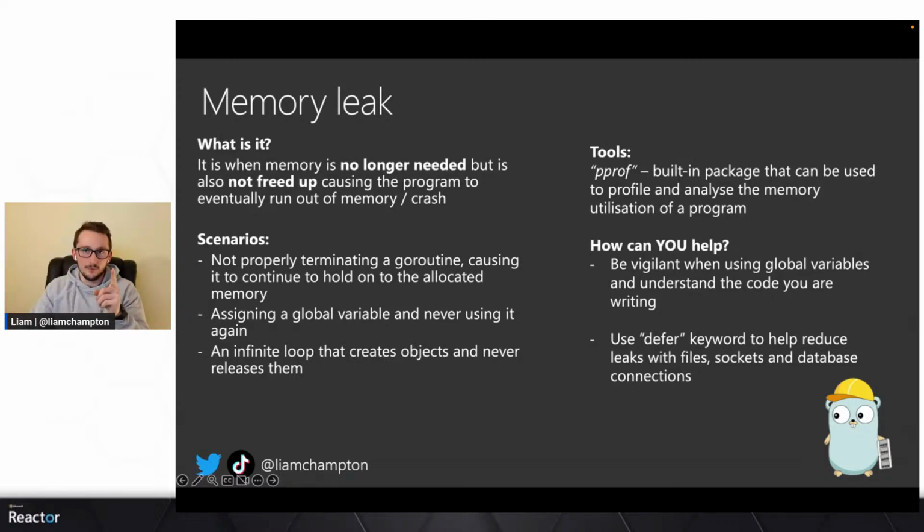And how can you help with memory leaks? Well, there are two ways. You can be vigilant when using global variables. Again, I'm going to show you an example of what's good and what's bad. And you need to understand the code and how you're writing it. And there's another one called defer. Defer is a keyword in Go, and it is one of the most powerful keywords, especially when you're talking about files, sockets and database connections. It is extremely powerful. I've seen whole conference presentations all around the defer keyword and exactly how and when to use it and why. But that is basically memory leaks in a nutshell.